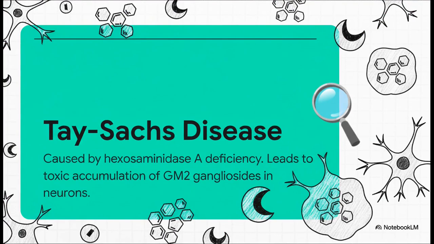So what's the core problem here? Pay attention. The missing enzyme is hexosaminidase A. Without this enzyme, a specific kind of fat, a lipid called GM2 ganglioside, just can't be broken down. Now, these gangliosides are actually really important for the brain to work properly. But when they pile up inside the neurons, they become toxic. They literally poison and destroy the nerve cells from the inside out.